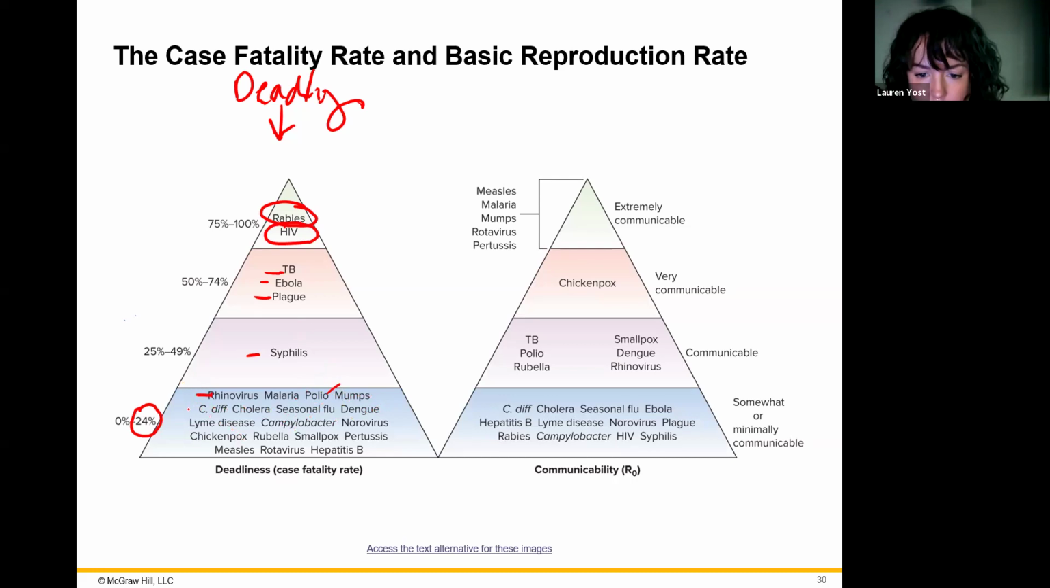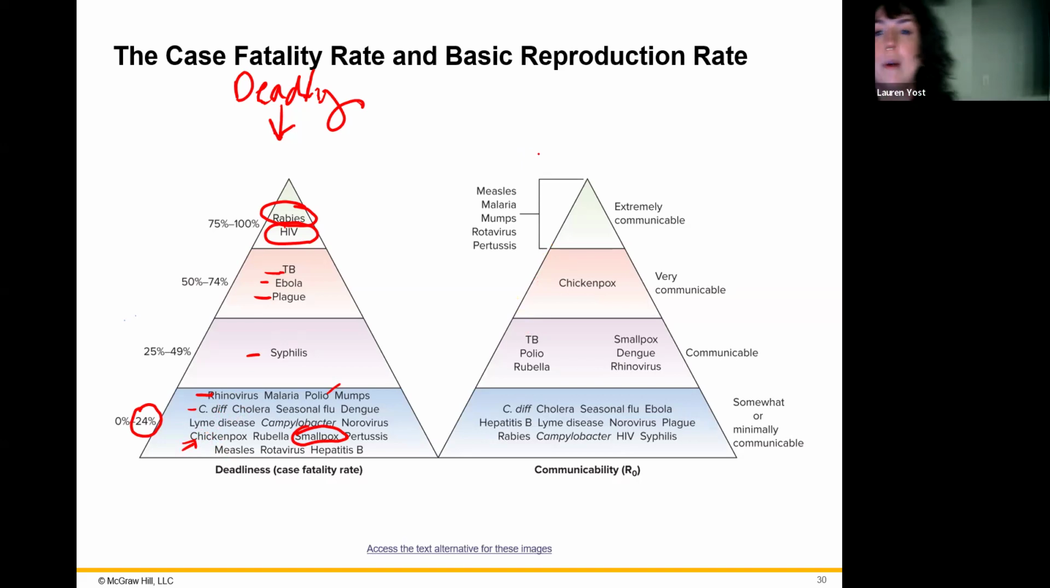We have things like C. diff, which depends on how you're getting treated. Smallpox, that was a terrible deal. That was like a 30% mortality rate or something when it was at its worst, but they were able to bring it down. Chickenpox falls down in here because it's not very deadly, and all of these, whatever. So that is looking at the deadliness.